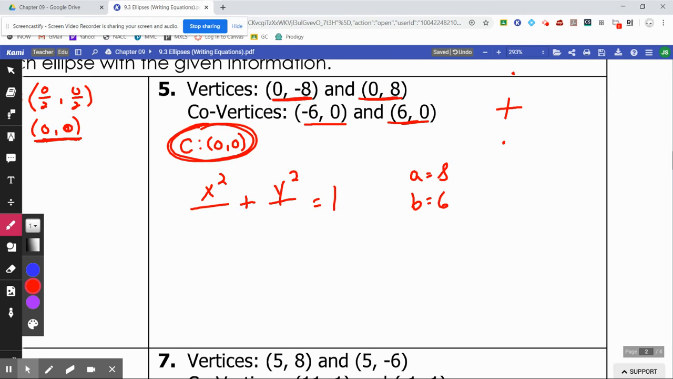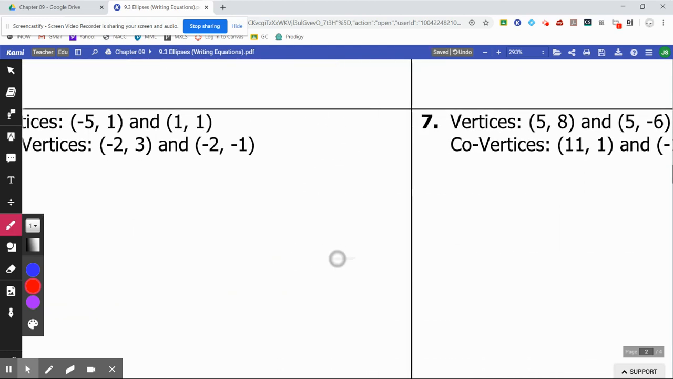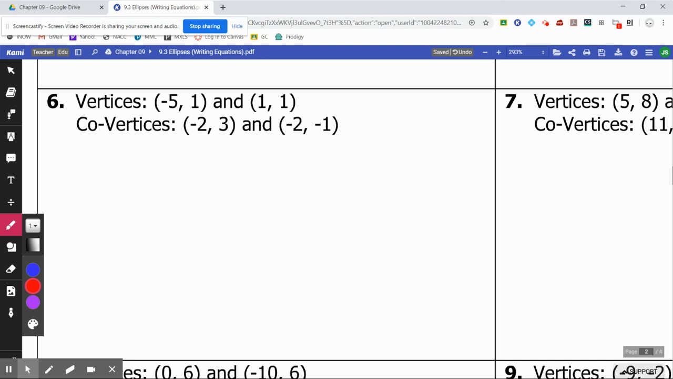Since (0, -8) and (0, 8) is up and down, that's your vertices. Again, the vertices is the larger distance. So therefore, that's going to be a taller ellipse than a wider. So my a values are going to go under the y. So a squared under y, b squared under x. And there's your equation. Number 6 gives you, again, the vertices and the co-vertices, but this one's been translated.